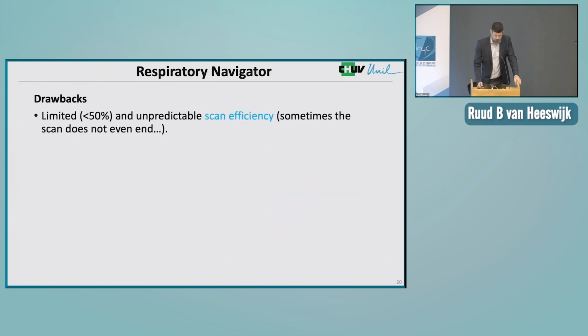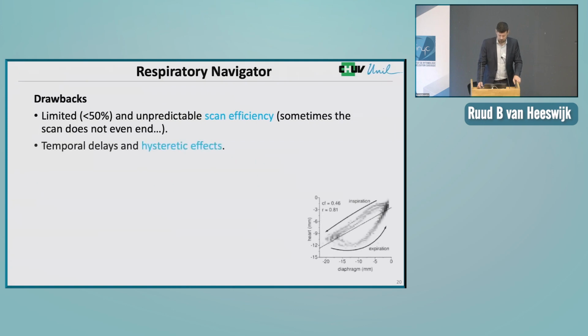There are some drawbacks though. We really need that lung-liver interface to be exactly within the acceptance window, so you have a very limited and unpredictable scan efficiency. The patient can change the breathing pattern, can fall asleep, for example, and all of a sudden he doesn't go into that acceptance window anymore. You have an infinite scan, for example.